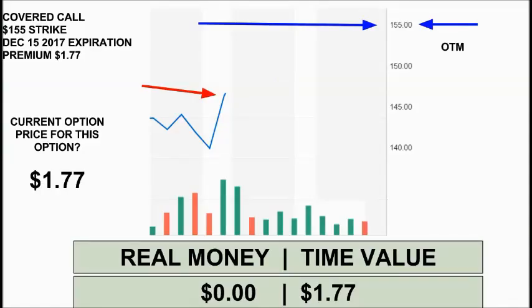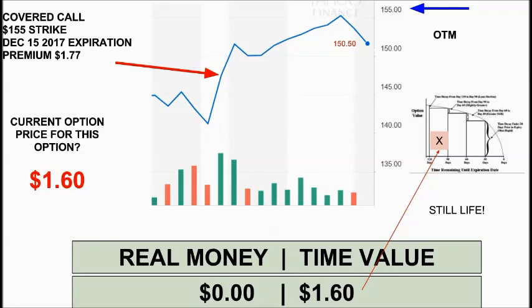This example is of a covered call I wrote just last month. It doesn't matter where the stock was trading, guys. I sold the 155 strike, the 30-day window, December 15th covered call, and I got paid $1.77. So looking at this option, when I executed that trade, I got paid $1.77. At that moment, wherever the stock was trading, it was an out of the money strike. So the $1.77 is all time value.